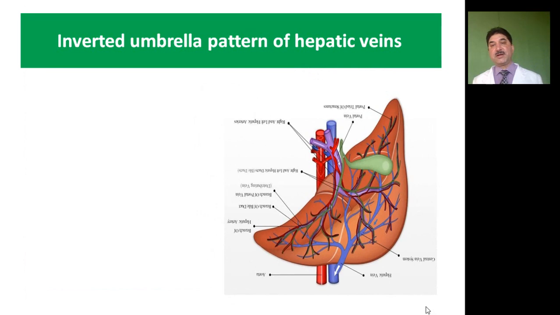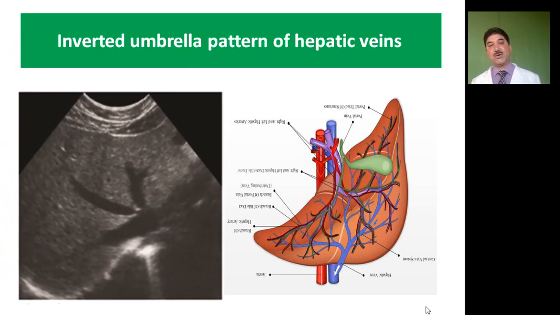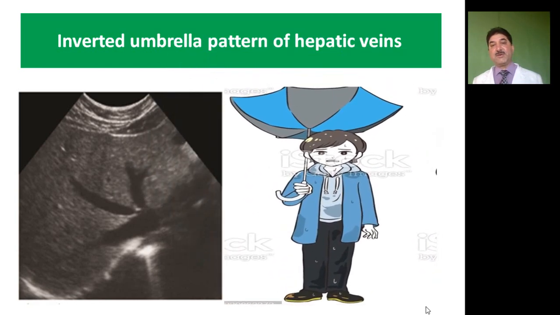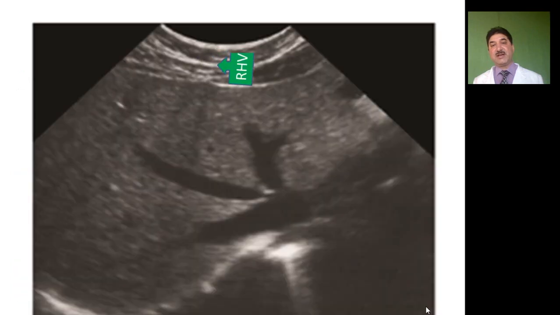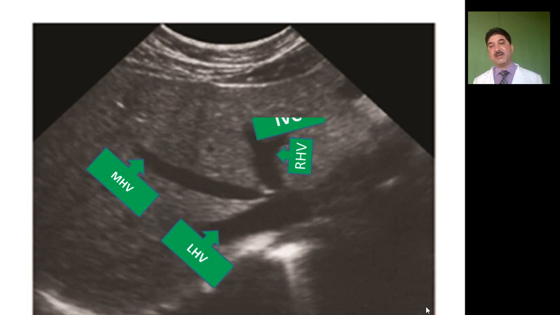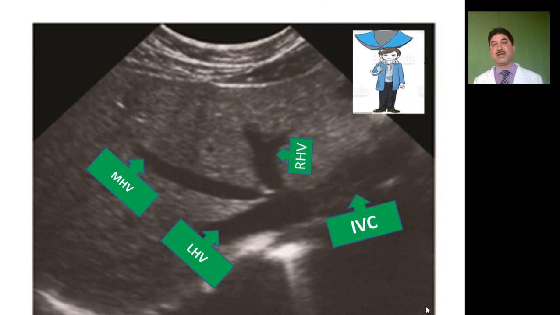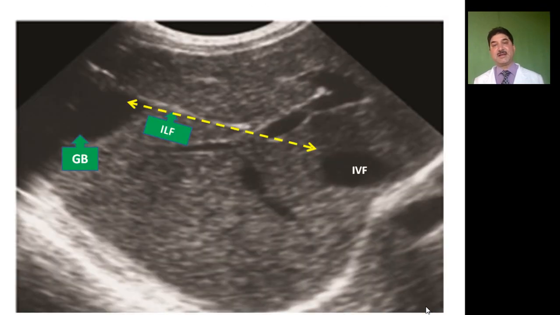Now if we turn the liver upside down, we can see the three hepatic veins, right, middle and left, draining into the inferior vena cava. If we take a section of the liver, you'll see this pattern of hepatic veins is called the inverted umbrella sign. What do we see there? Right hepatic vein, middle hepatic vein and left hepatic vein drain into the inferior vena cava, and this arrangement is called the inverted umbrella sign.